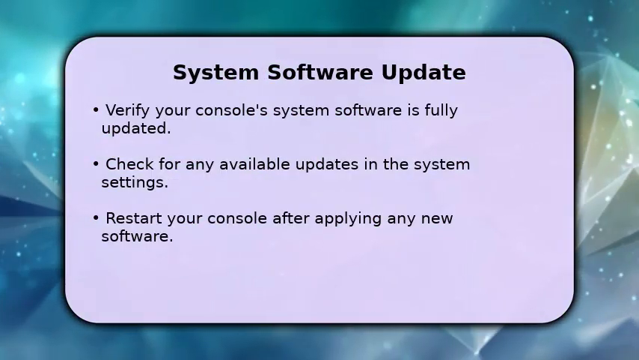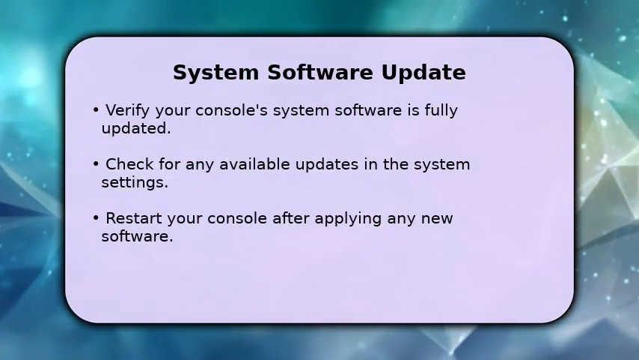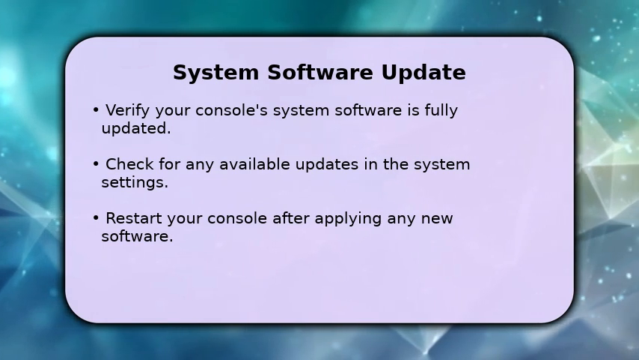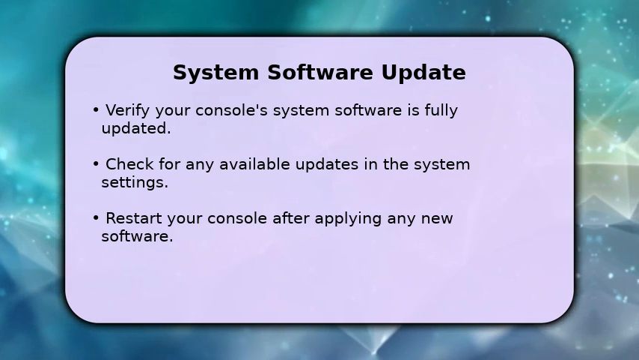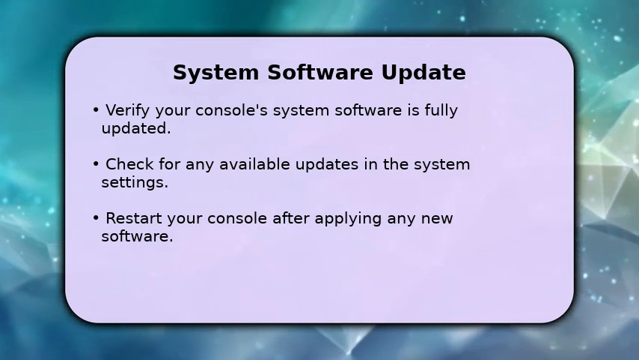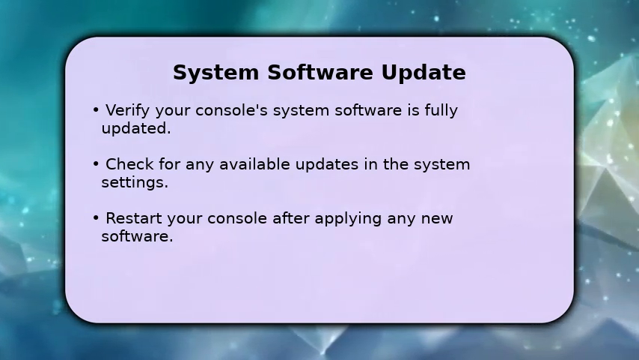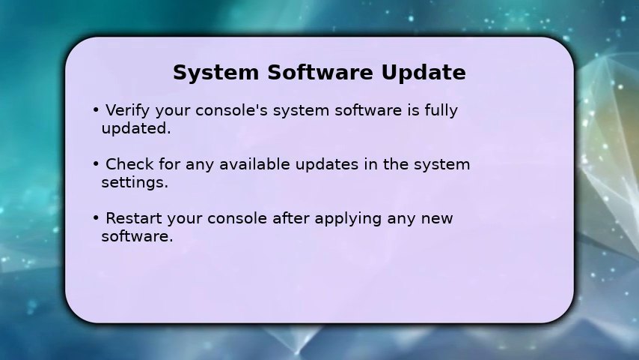Finally, ensuring your console's system software is up to date is crucial. Outdated firmware can sometimes cause network communication issues. Go to your console's system settings and look for the System Software Update option. If an update is available, download and install it.